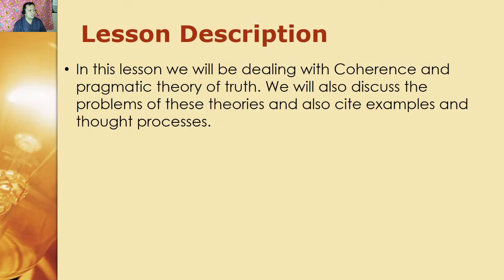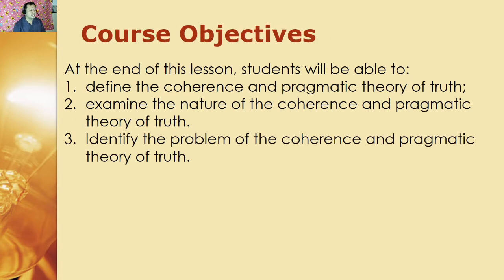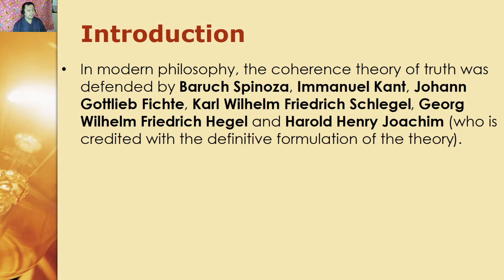Okay. In this lesson, we will be dealing with the coherence theory of truth and the pragmatic theory of truth. We will also discuss the problems of these theories and also cite examples and thought process. At the end of this lesson, students will be able to first define the coherence and pragmatic theory of truth, examine the nature of the coherence and pragmatic theory of truth, and identify the problem of the coherence and pragmatic theory of truth.